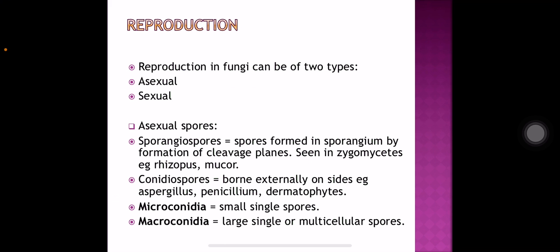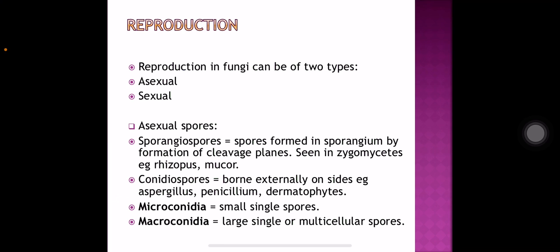Then reproduction in fungi. Reproduction in fungi can be of two types, asexual or sexual. In asexual spores, there are several kinds of spores observed. Sporangiospores and conidiospores are examples of asexual spores. Sporangiospores means spores are formed in the sporangium, which is a bag-like structure. It is observed in zygomycetes, example Rhizopus and Mucor. And conidiospores are borne externally on the sides, example in Aspergillus, Penicillium and dermatophytes.